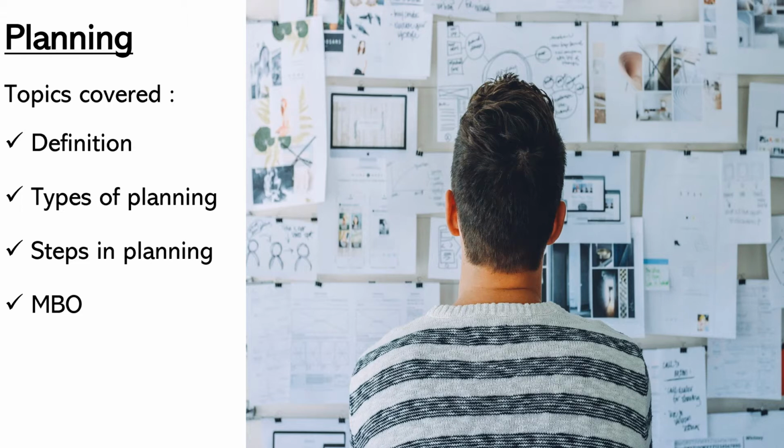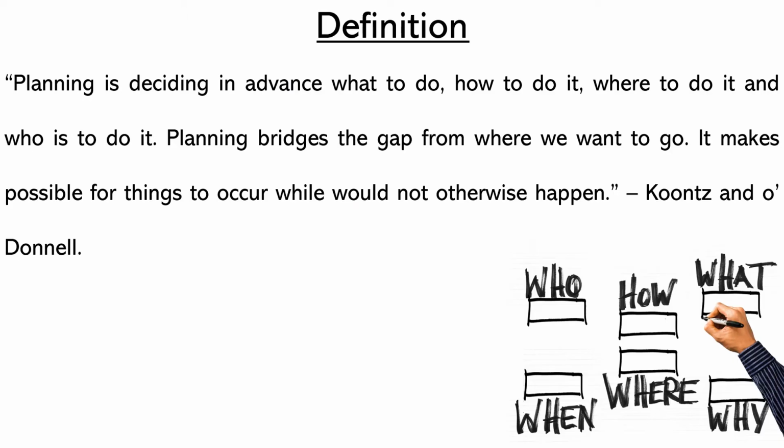Okay. So first one, I've given a basic definition which has been given by Koontz and O'Donnell. And here it states that planning is deciding in advance what to do, how to do it, where to do it, and who is to do it. Planning bridges the gap from where we are to where we want to go. It makes it possible for things to occur which would not otherwise happen.